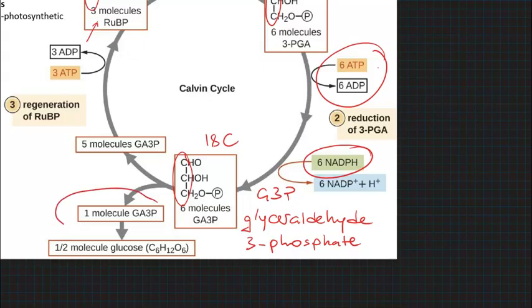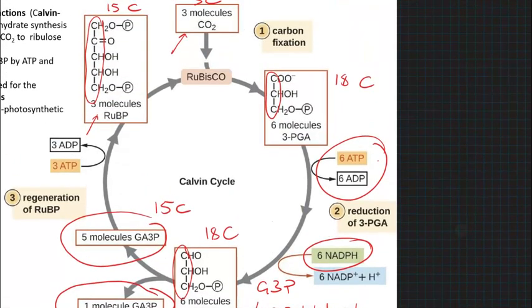1 molecule is being taken out. It will be used in the future to make a molecule of glucose. Fair? Okay, good. So we have 5 molecules left. Each molecule has 3 carbons. 15 carbons that will be rearranged to form RuBP, and the cycle repeats itself.